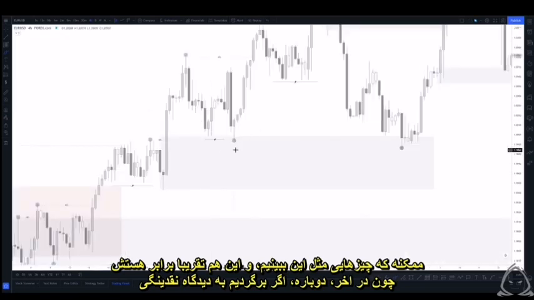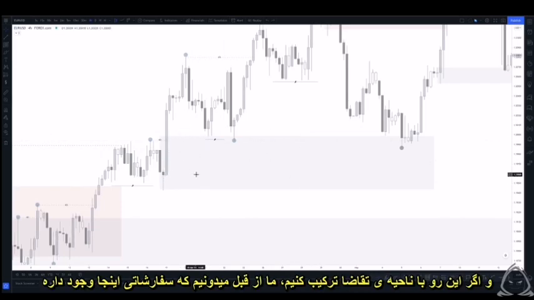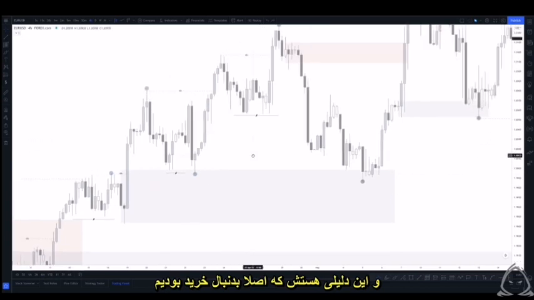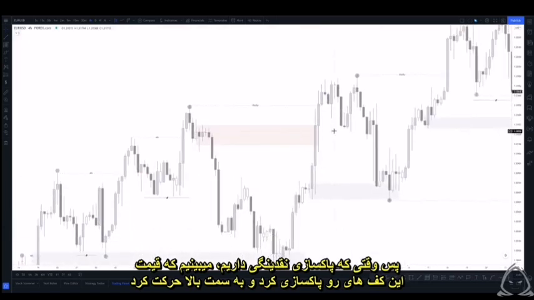Because at the end of the day, going back to the concept of liquidity, we're just identifying this as an area where orders exist. And then if we pair this with a demand zone, we know that there's already a bunch of orders present within this area, and this is the reason why we'd be looking to buy in the first place. So when we get this sweep of liquidity, we can see that price swept these equal lows, and then price began to run to the upside.